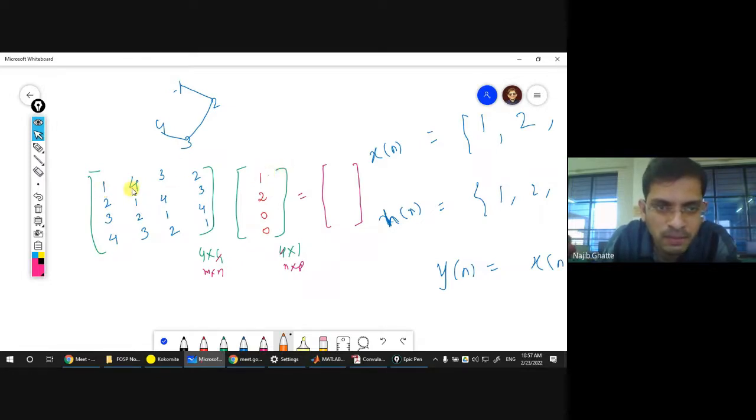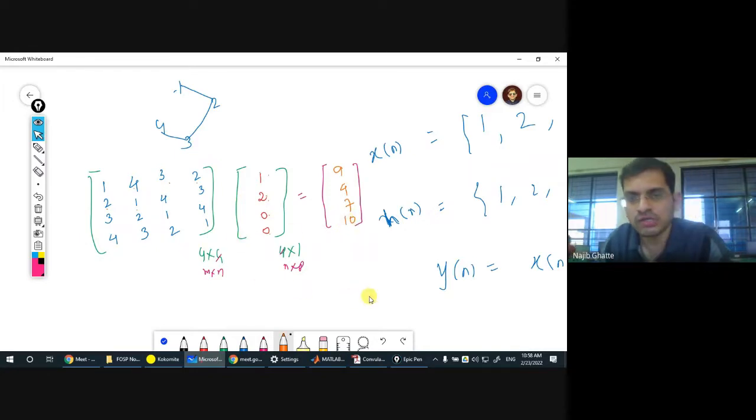1 1s are 1, plus 4 2s are 8, plus 3 zeros are 0, plus 2 zeros are 0. What is the answer, sir? 1 plus 8, 9. Agreed? Similarly, 2 1s are 2, plus 1 2s are 2, plus 4 zeros are 0, plus 3 zeros 0. 2 plus 2 is 4. Fine. Next, sir, 3 1s are 3, plus 2 2s are 4, 3 plus 4, 7, plus 1 into 0, plus 4 into 0, 7. Last chance, sir, 4 1s are 4, plus 3 2s are 6. The answer is 10. Why? Because these are zeros. Understood what I have done, sir? Yes sir.